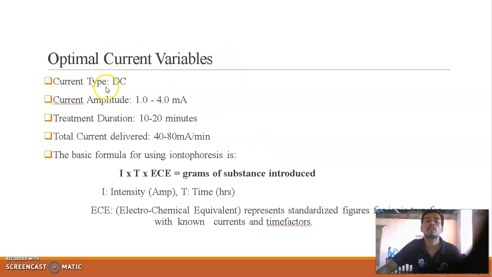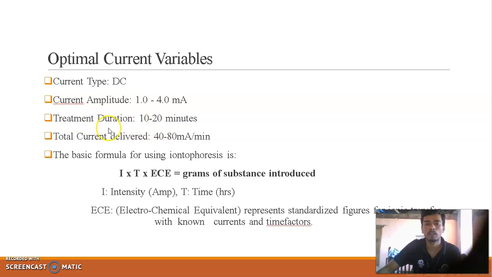Optimal current. These are the variables which we'll need to concentrate on whenever we want to use the iontophoresis technique. The current type is DC, and the current amplitude is 1 to 4 milliamperes. As I have already said, the current should be in the range of 1 to 4 milliamperes because the human body can perceive it, and it is not as painful.